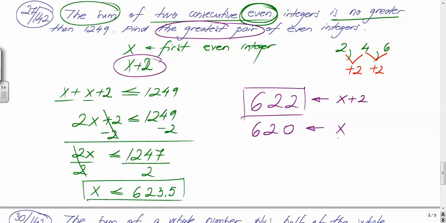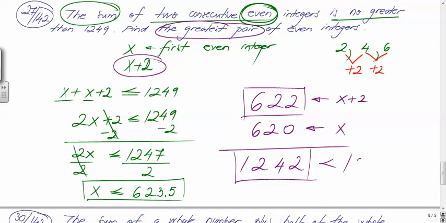Now if you add them up, what do you get? Well, go right to left: 2, 4, 12, so 1242, and this is less than 1249. Is that less than 1249? I think so.